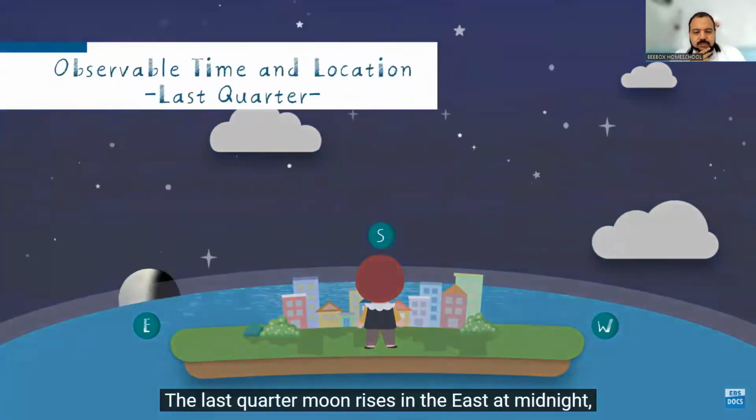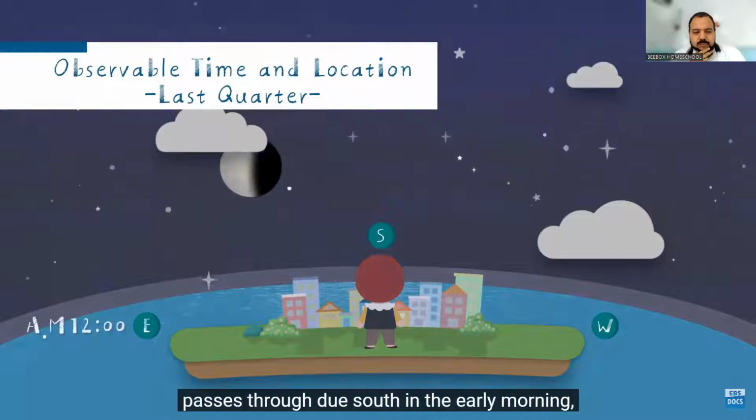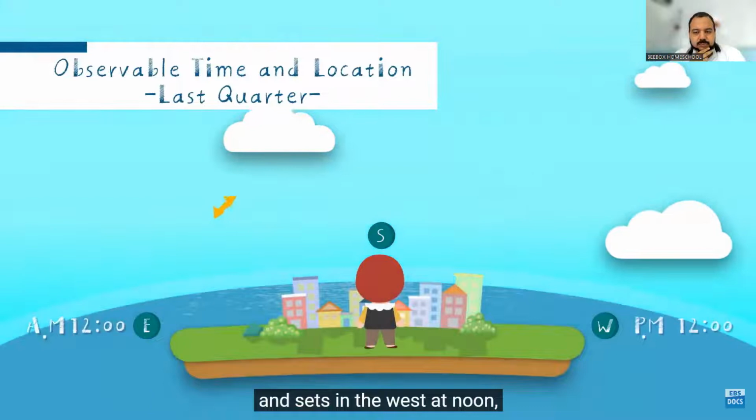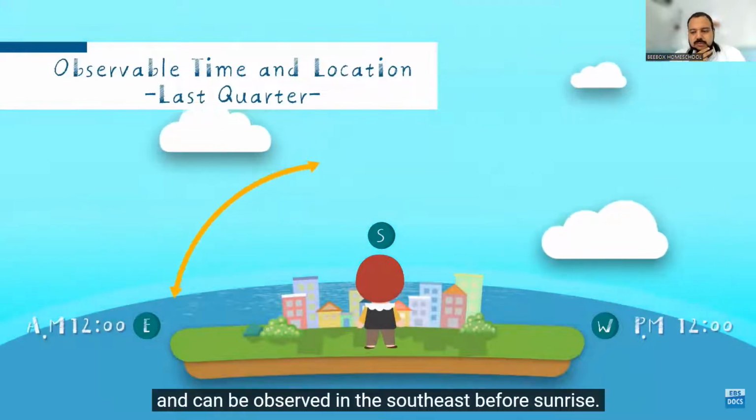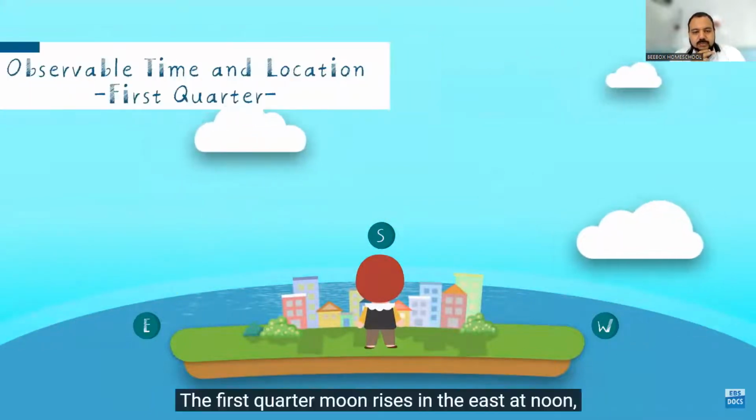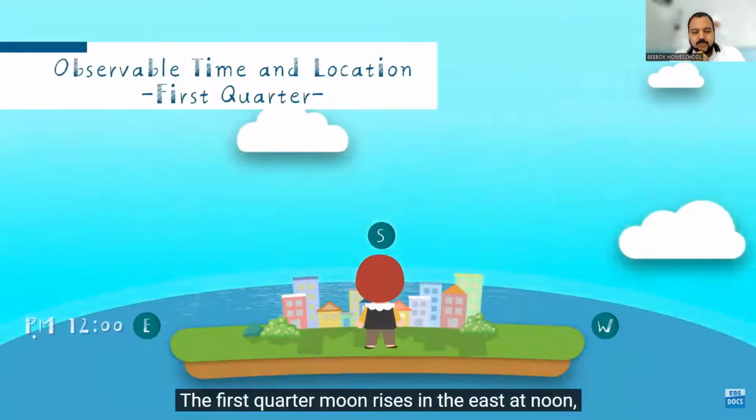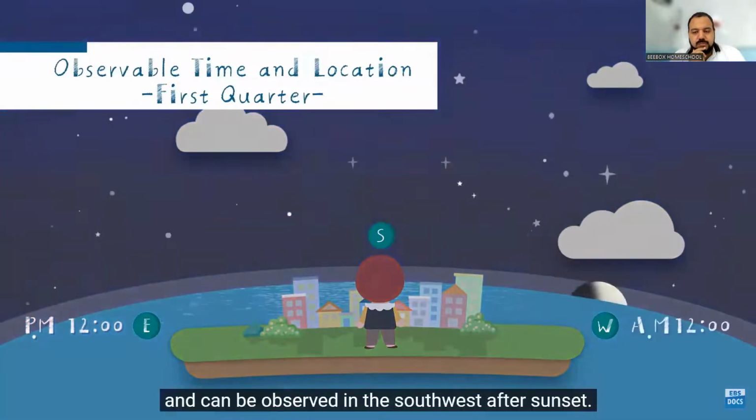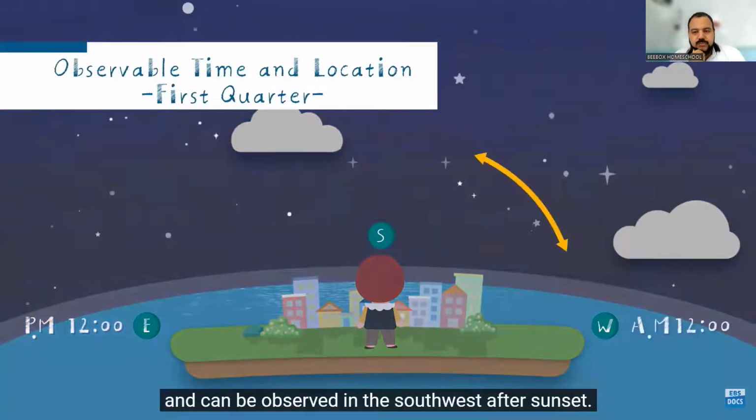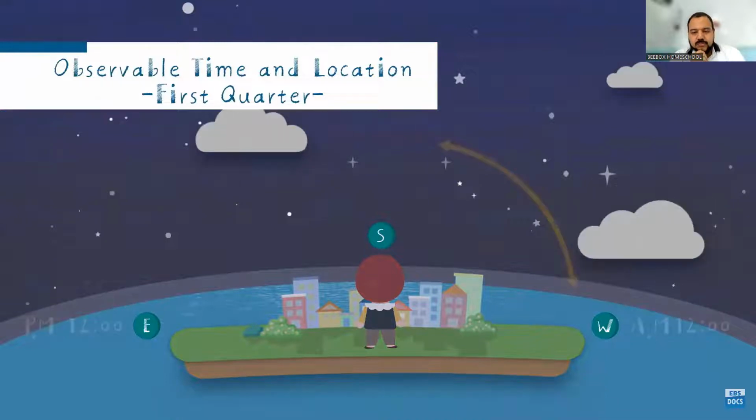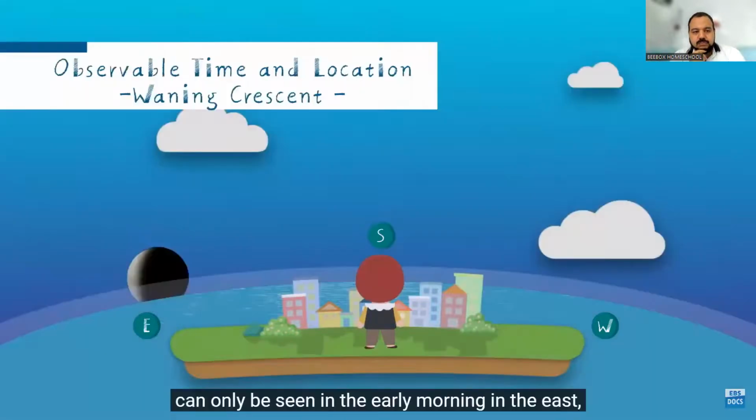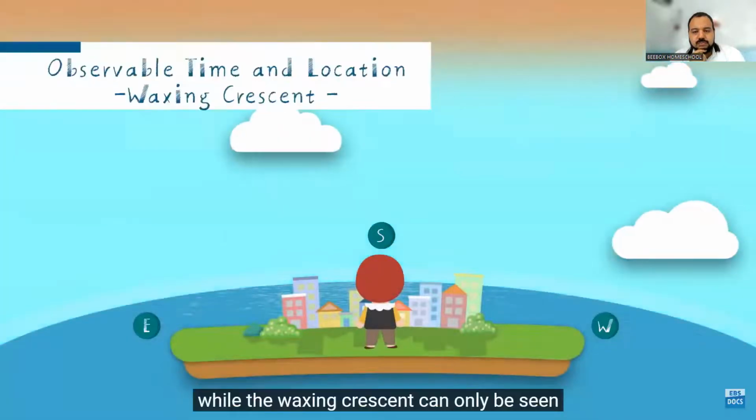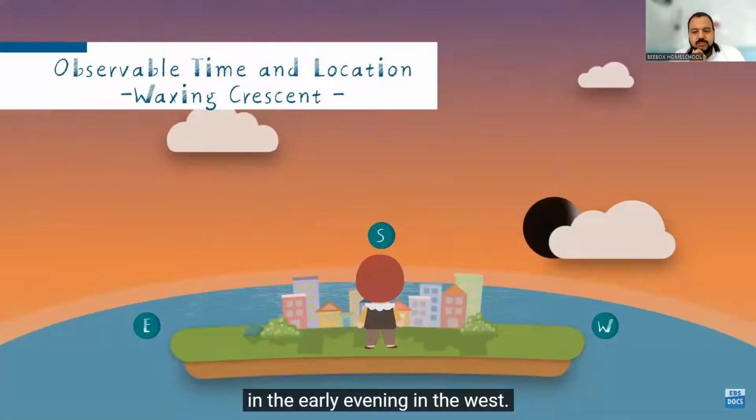The last quarter moon rises in the east at midnight, passes through due south in the early morning, and sets in the west at noon, and can be observed in the southeast before sunrise. The first quarter moon rises in the east at noon, passes through due south in the early evening, then sets at midnight, and can be observed in the southwest after sunset. The waning crescent can only be seen in the early morning in the east, while the waxing crescent can only be seen in the early evening in the west.